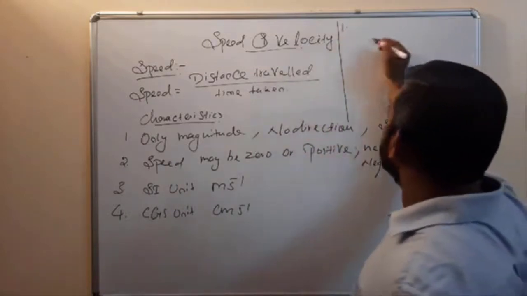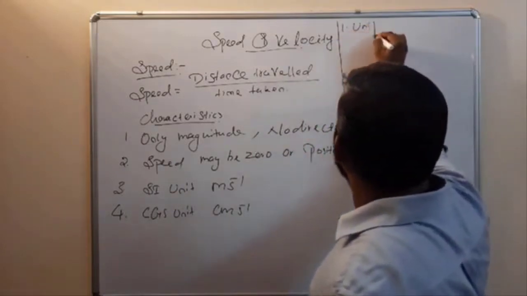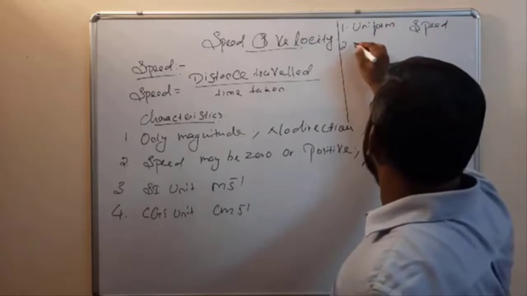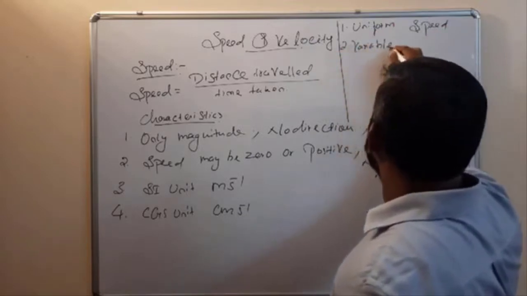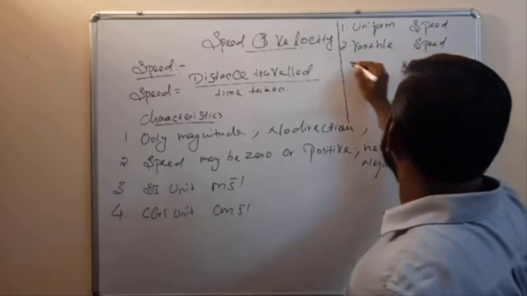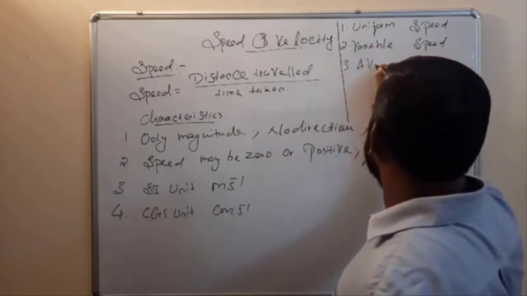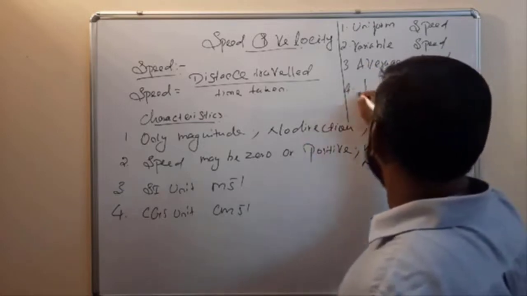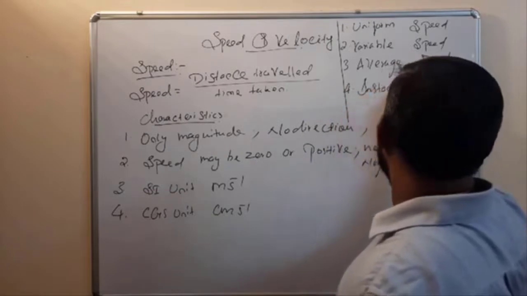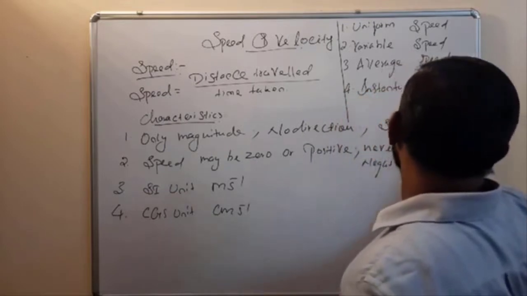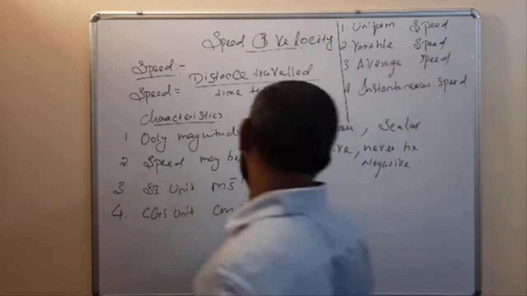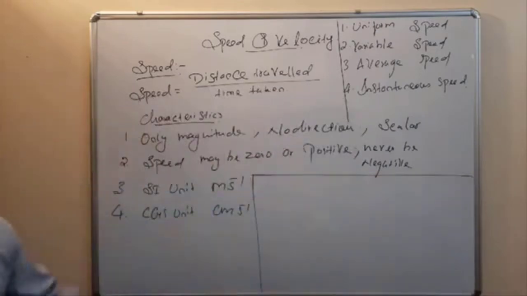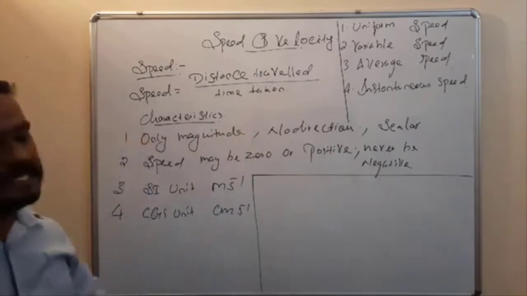One, uniform speed. Two, variable speed. Three, average speed. Fourth one, instantaneous speed. Uniform speed, variable speed, average speed and instantaneous speed.